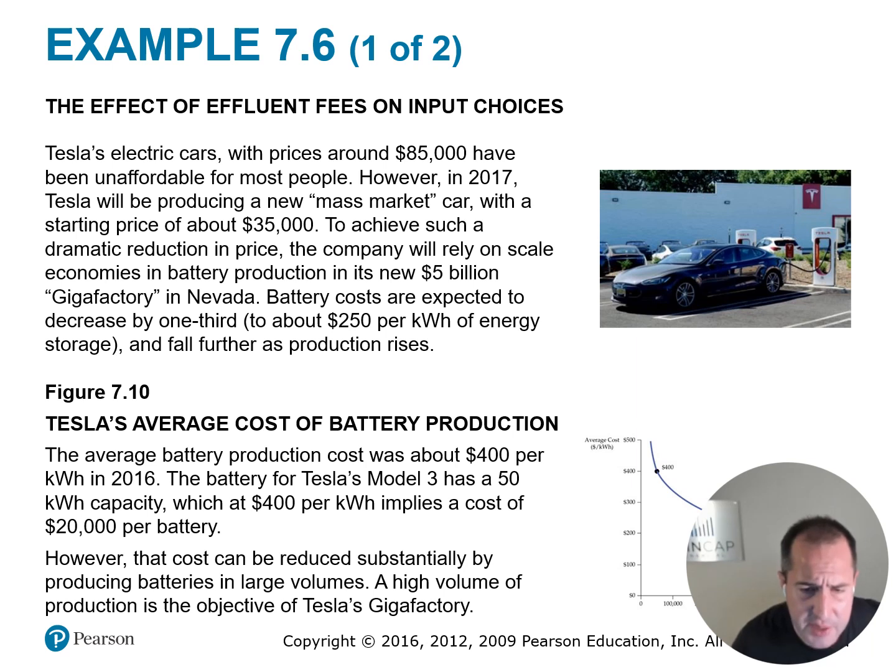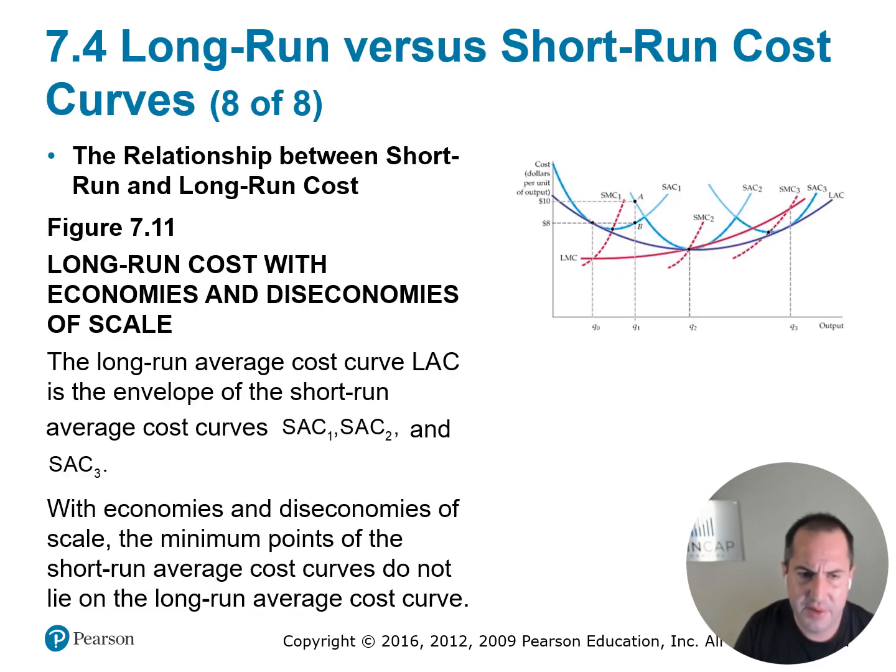Effect of effluent fees on input choices. So talking about electric cars, and this is a little bit dated because they're talking about bringing out the Model 3, which is widely available today. And they're talking about how to bring down those costs. Tesla's thinking is if they build more batteries, they can drive down the cost of the electric car, right? But if they only produce a few batteries, then their costs are really high. This is why Tesla started with more sports cars, and they used that business to fund all the lower end stuff eventually.